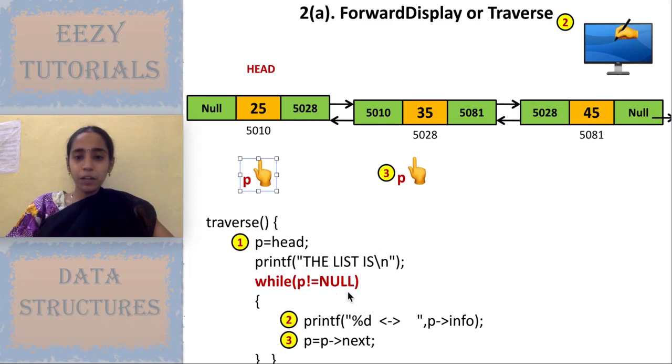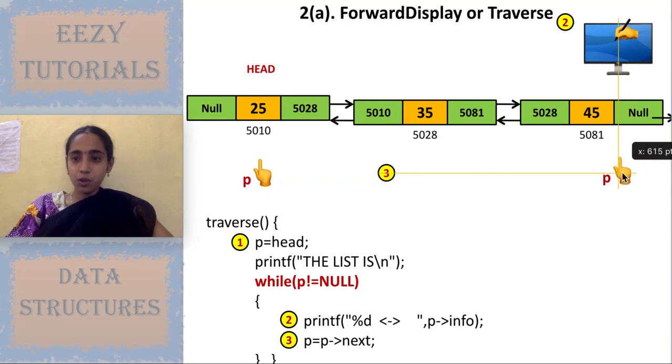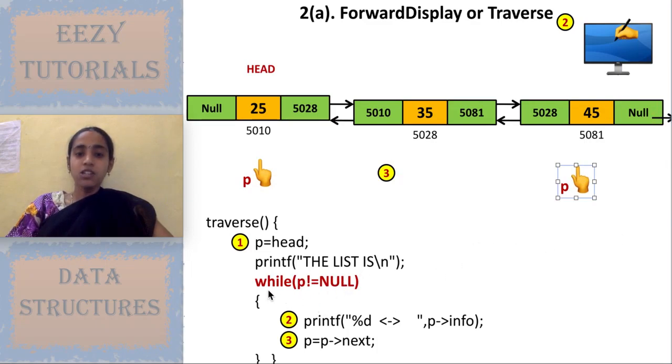If I am putting P of next not equal to null, here it will be stopping. So while P is not... if the P pointer is going out of the list, I have to stop. So when it goes out of the list, when P is equal to null. So while P is not equal to null, do the task. While P is equal to null, stop the task.